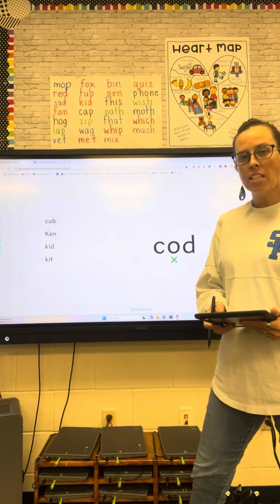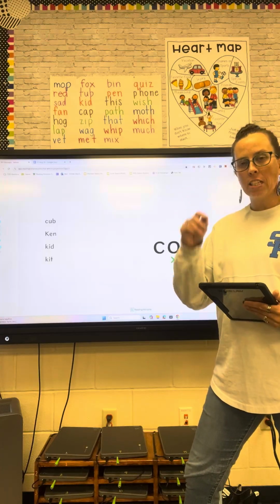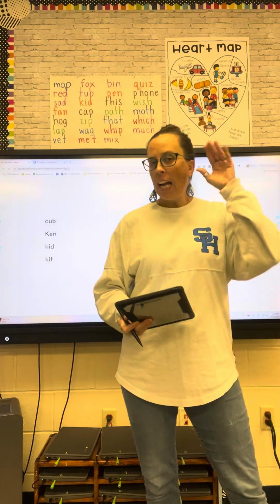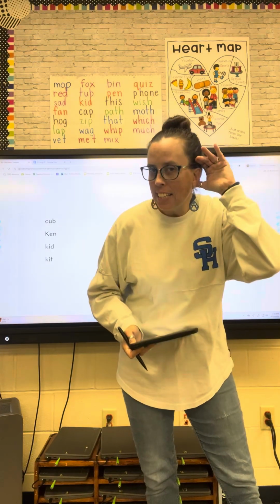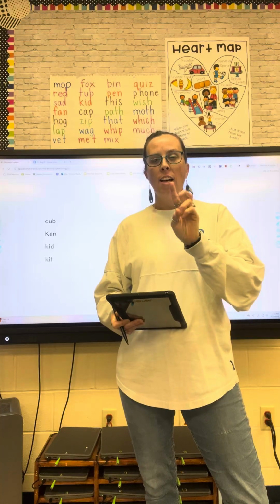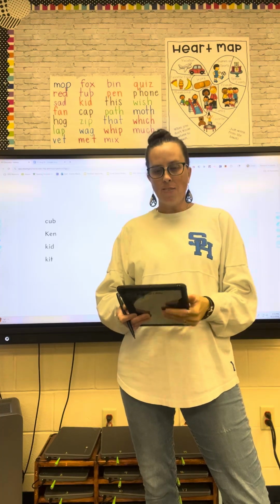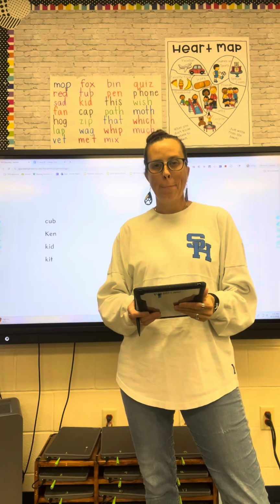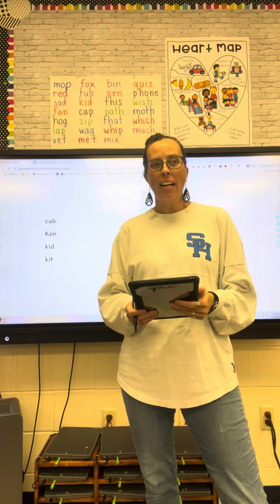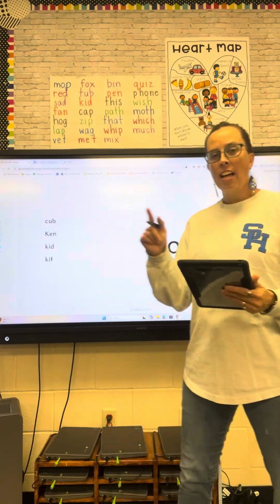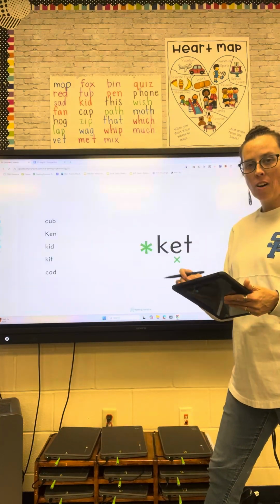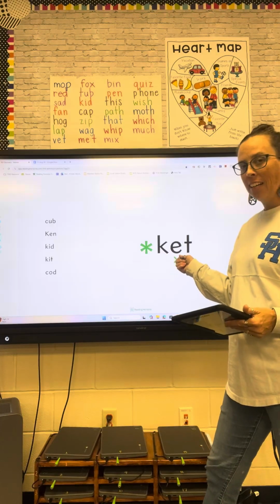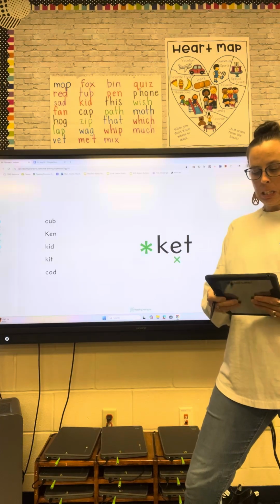All right, let's do a nonsense word. So go ahead and draw your asterisk. And let's try ket. K-E-T. Pause and write the word. All right, ket, k-e-t. Because the vowel is E, and K takes I and E, then we get a K at the beginning.